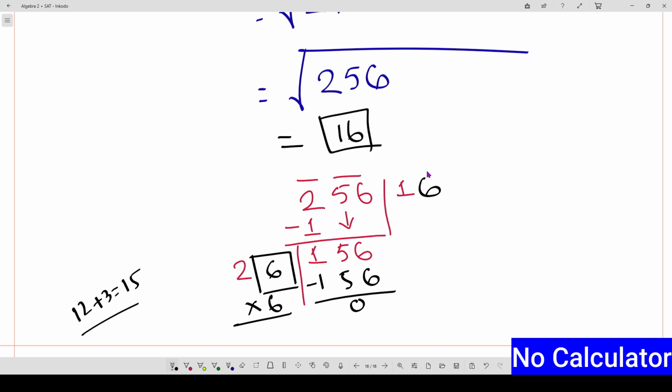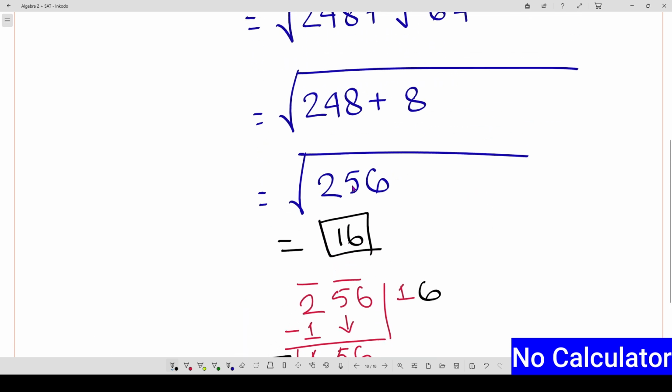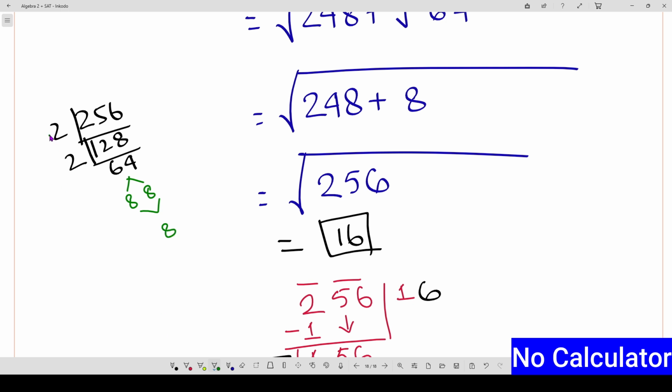And what is the another way we can find out 256? First we can divide by 2. So here is a 128. Again we can divide by 2. So here is what? 64. Now it's very simple. So 64, it will be 8 and 8. So from here we can take one 8, and from these 2 and 2 we can take one another 2. So 2 times 8, it will be 16, and this result is 16.